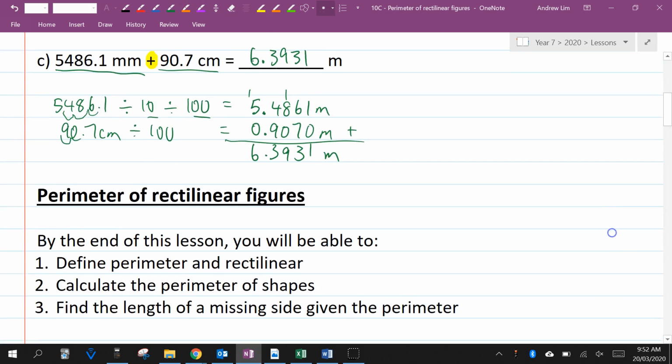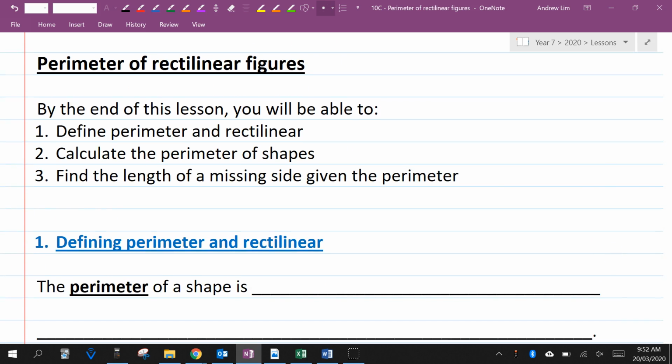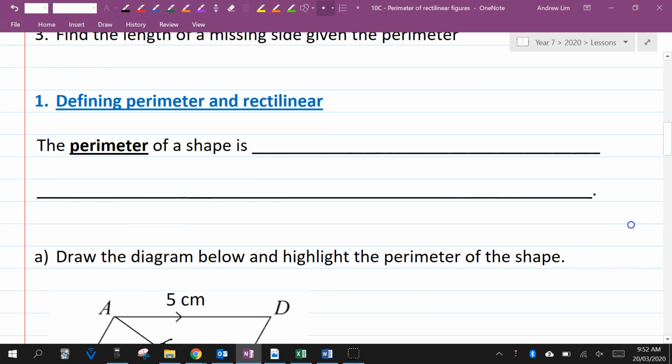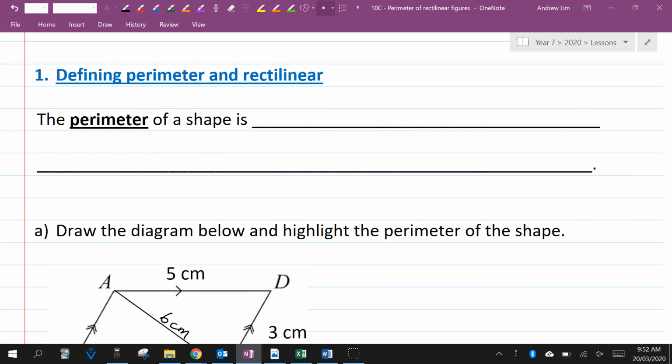Okay, so today we're going to have a look at how to find the perimeter of rectilinear figures. By the end of this lesson, you'll be able to do these 3 things: define perimeter and rectilinear, calculate the perimeter of shapes, and find the length of a missing side given the perimeter. So that's working backwards. Let's have a look at the first one, defining perimeter and rectilinear.